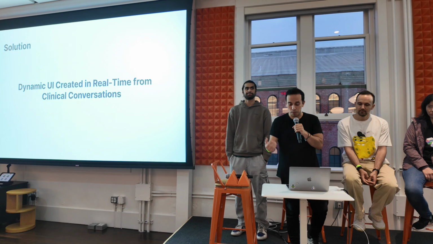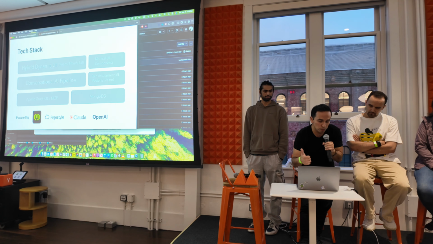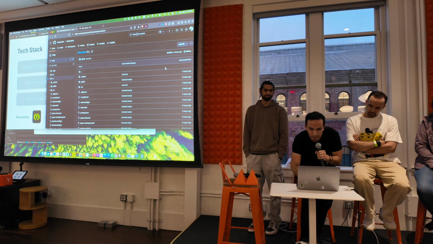In real time, multimodal, we end up with, like, physical exams that are showing essentially what the patients are experiencing. And then we also build a really cool predictive model for pain. This was actually all built today. Here's the stack. It was a hybrid dynamic UI, medical UI components that were coming together thanks to Morph. Conversational AI pipeline that we built, and the pain assessment pieces all powered by Morph, Freestyle, Claude, and OpenAI.